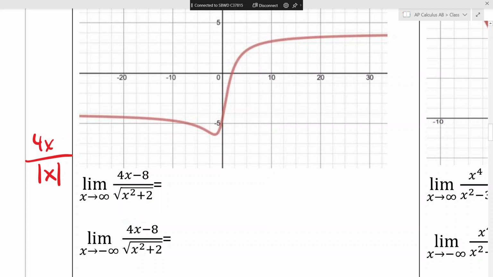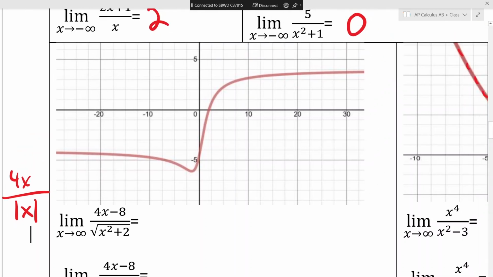Just positive, it's just x, right? And 4x over x is just 4. And look what happens when x is really big positive. Where's it headed? Right to 4. It has to. If you plug in big numbers, it's going to be real close to 4.